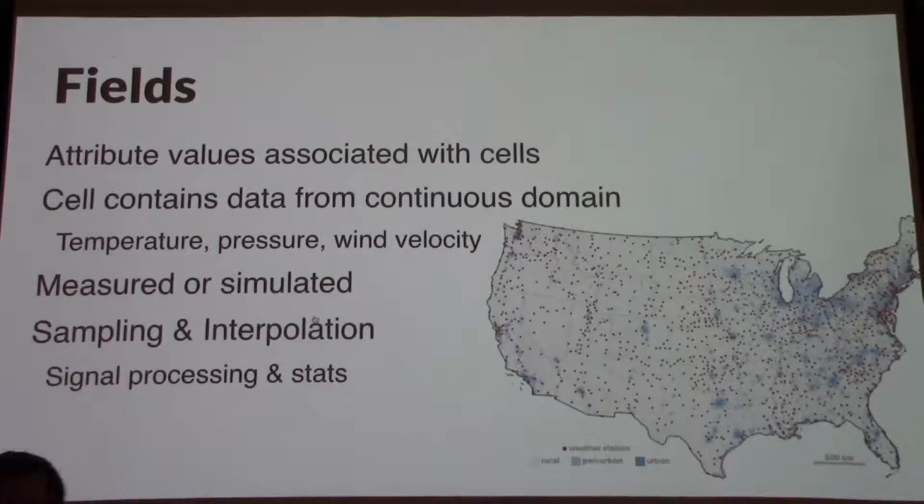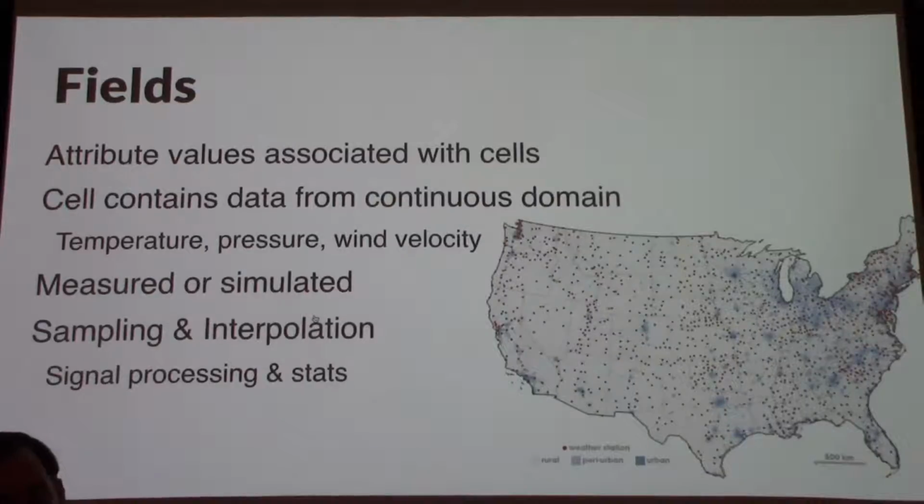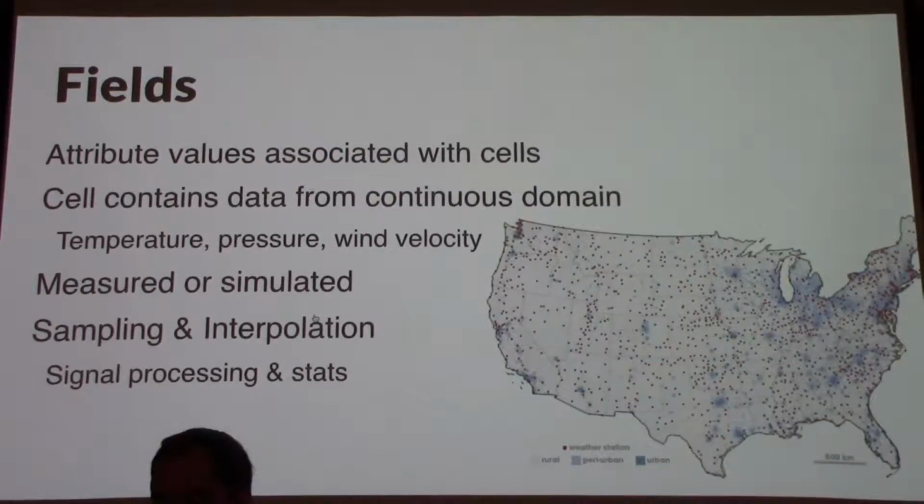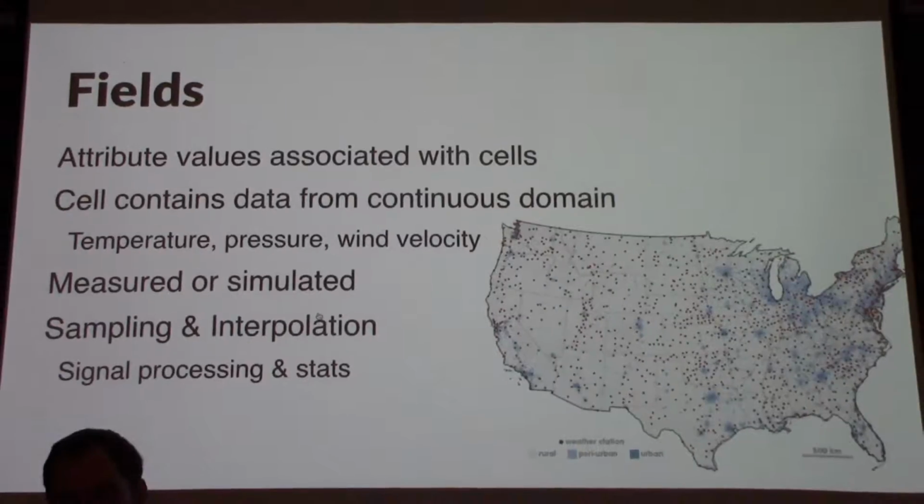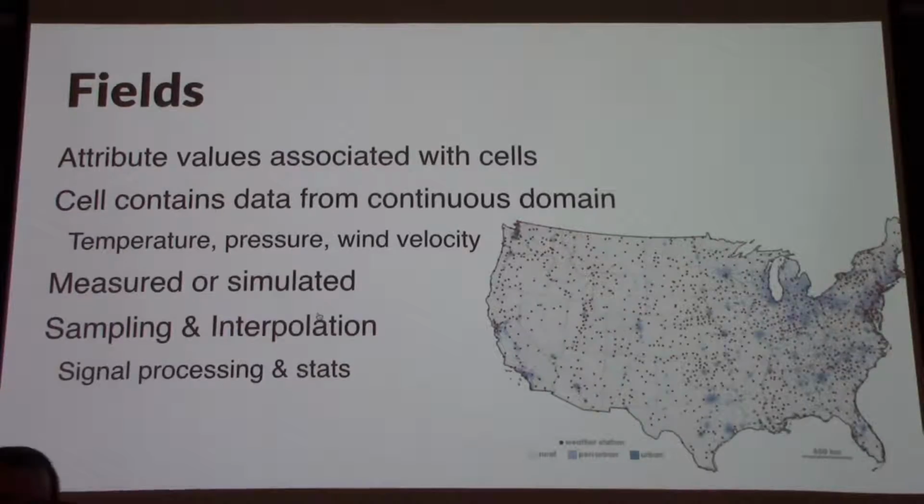So, fields. Certain data is simply continuous. Fields capture this kind of continuous data, and they are attributes that are associated with cells. The cells contain data from various domains, for example temperature, pressure, wind, velocity, or something like that. This could be measured or it could be simulated. And the key thing here is that it's either sampling or sampling and interpolation.